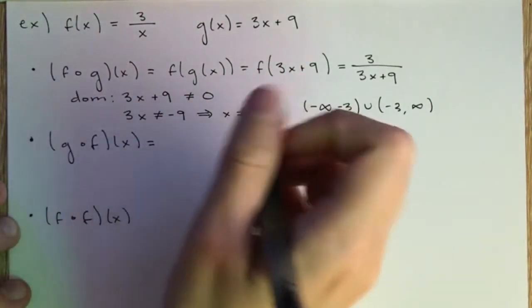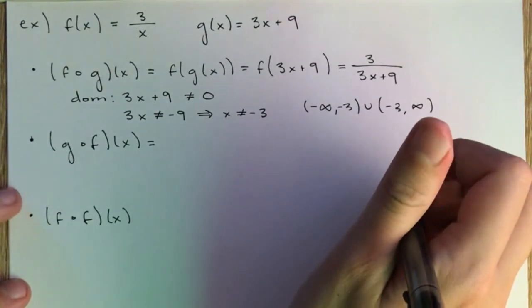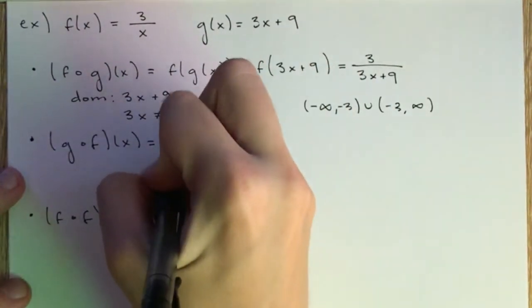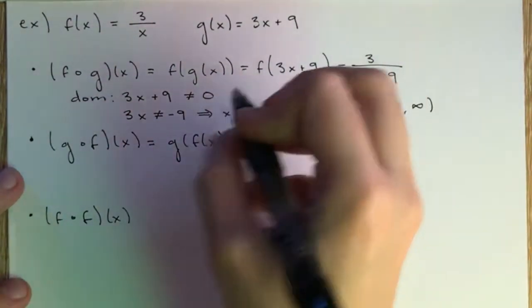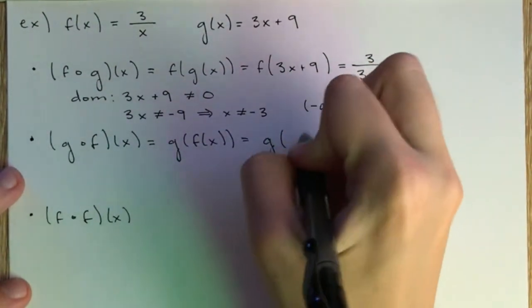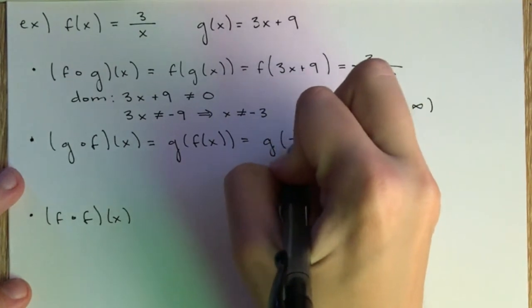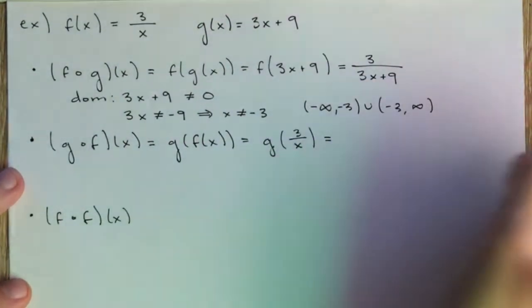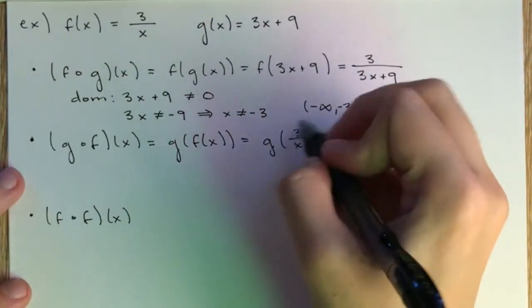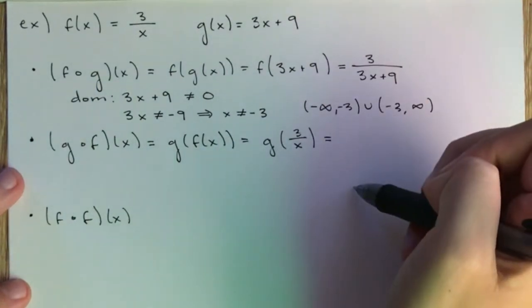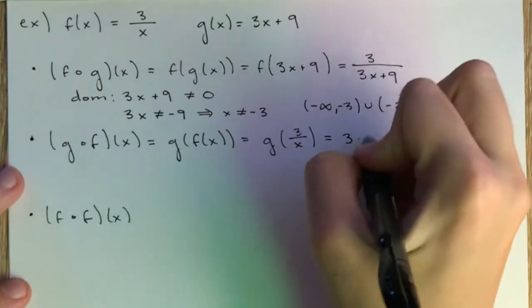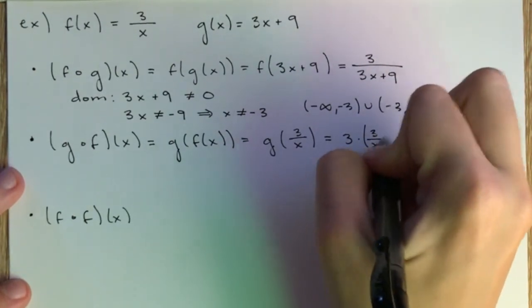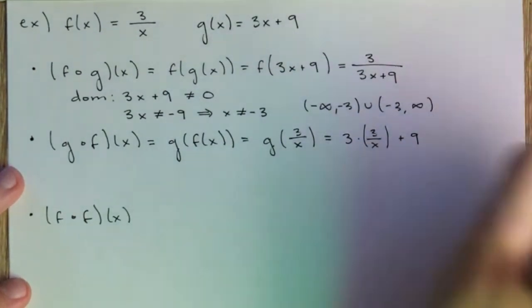What is g of f of x? Well, f of x is 3 over x. We want to plug 3 over x into g of x here, so we have 3 times 3 over x plus 9.